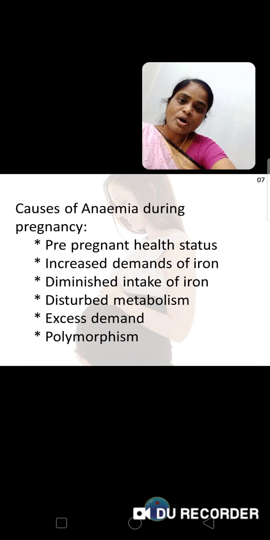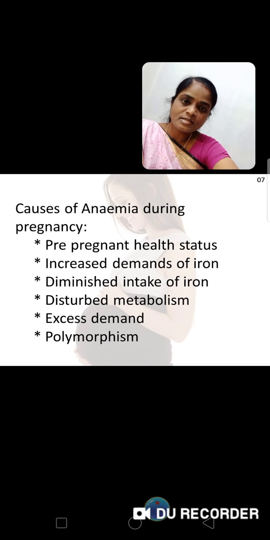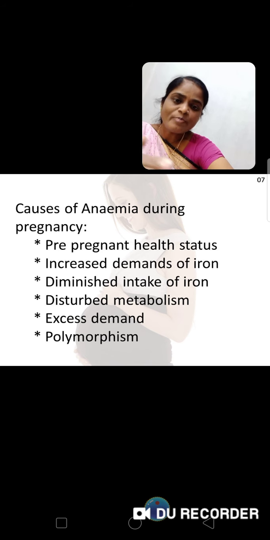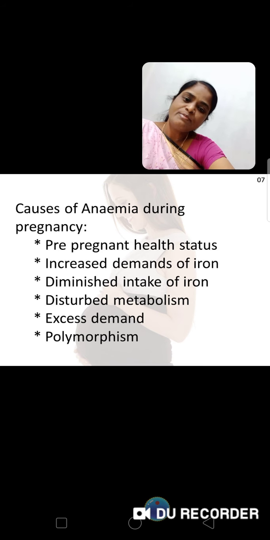And polymorphism. Polymorphism means in the bone marrow, erythropoiesis occurs, RBC production, everything occurs here only. So here the erythropoiesis itself is somewhat affected because of vitamin B12 deficiency, iron, vitamin B12, vitamin C, folic acid, protein, and amino acids. These things are inadequate, there is inadequate intake, and the bone marrow itself may have a problem. So polymorphism may occur, leading to anemia in pregnancy.